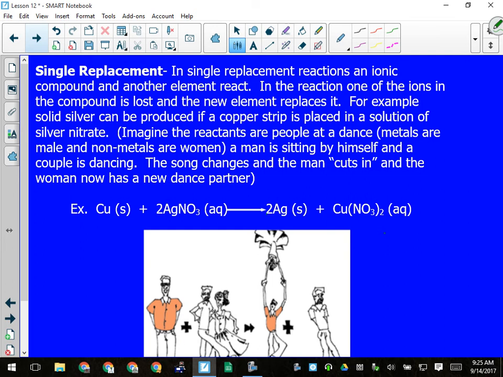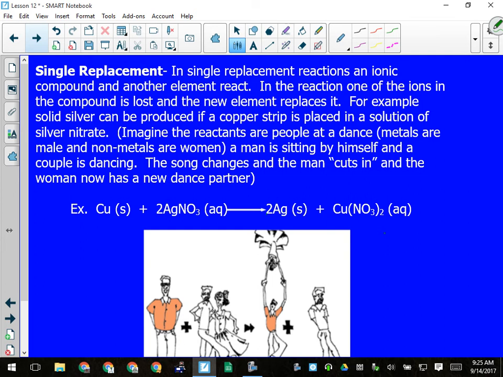Why do you have that solid? AQ, aqueous, means it's dissolved in water. Yeah, so how come the silver can be solid?